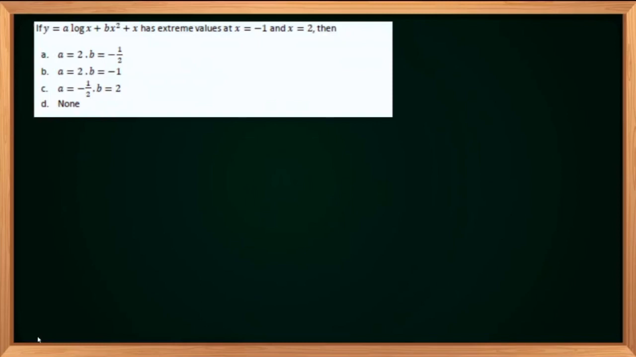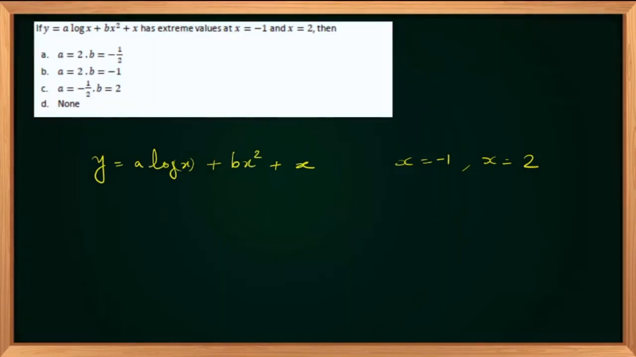If y is equal to a log x plus b x square plus x has extreme values at x equal to -1 and x equal to 2, then what are the values of a and b? Okay, so what is the answer for this one? Option A.